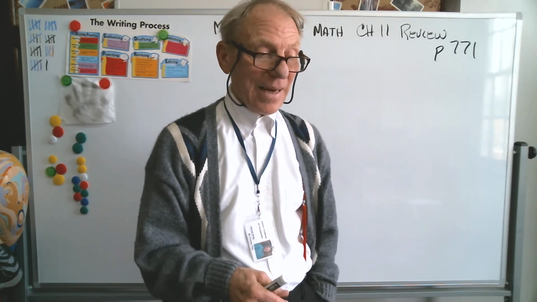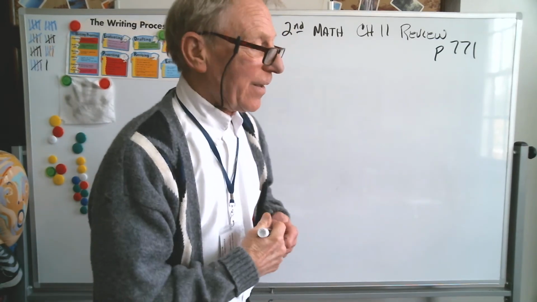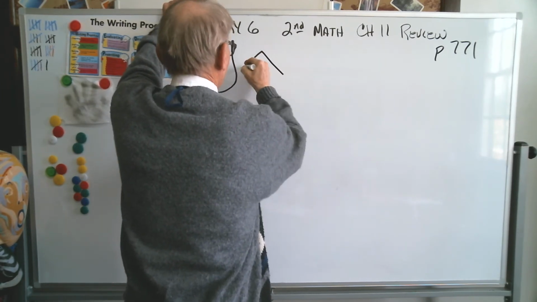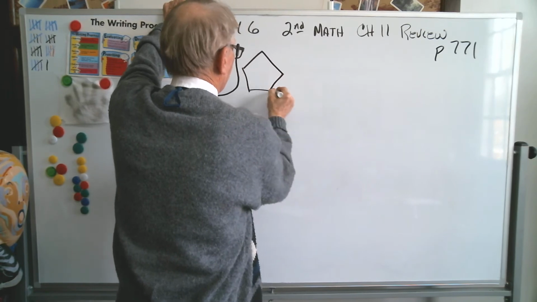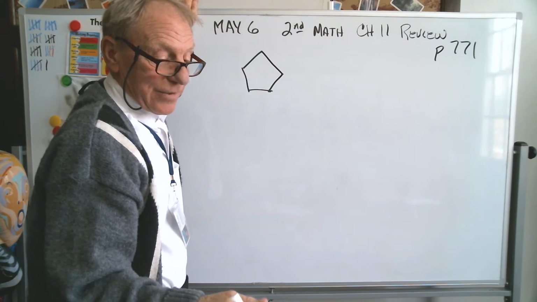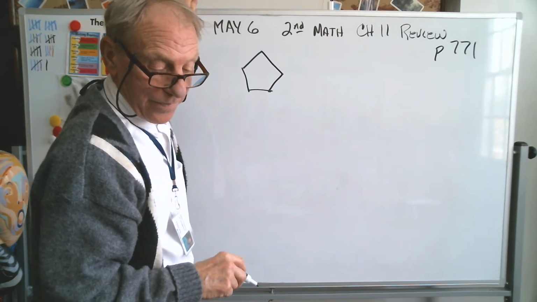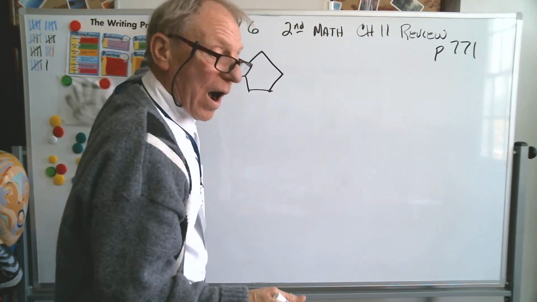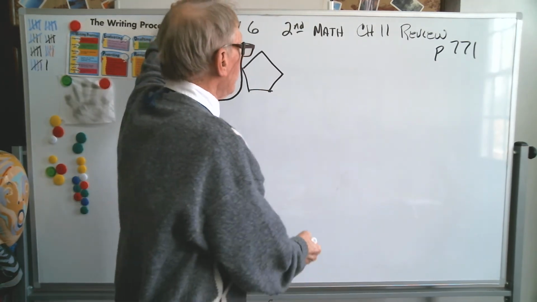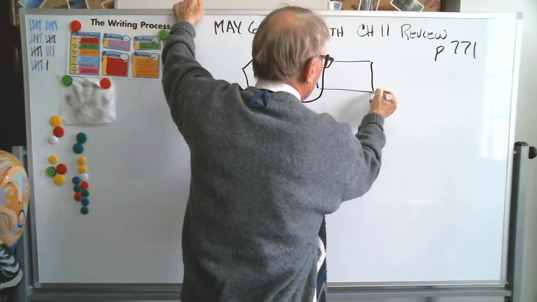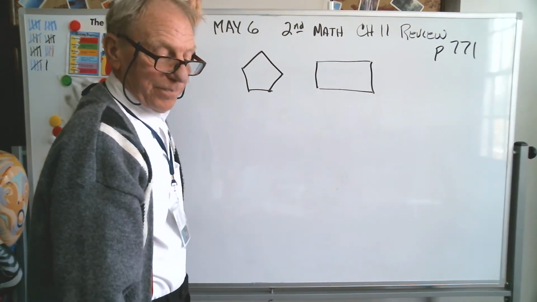Pentagon, remember? Pent, the prefix of that word, means 5. So, a pentagon is going to look like this. 5 sides. The second vocabulary word there is quadrilateral. Quad means 4. So a quadrilateral is any shape that has 4 sides.